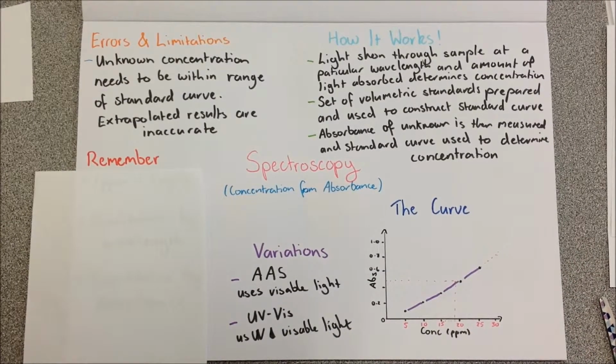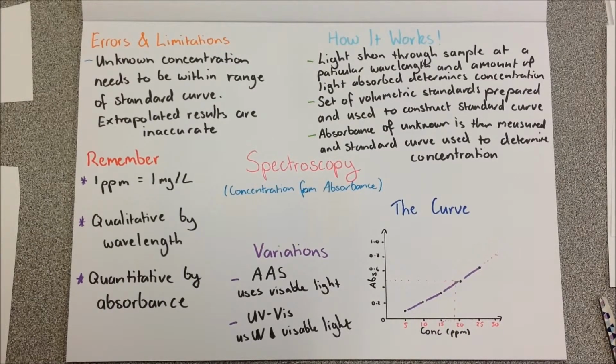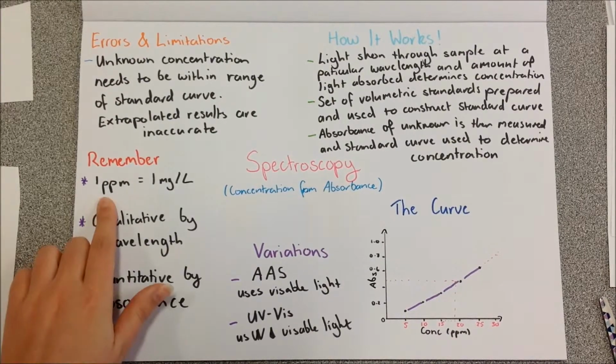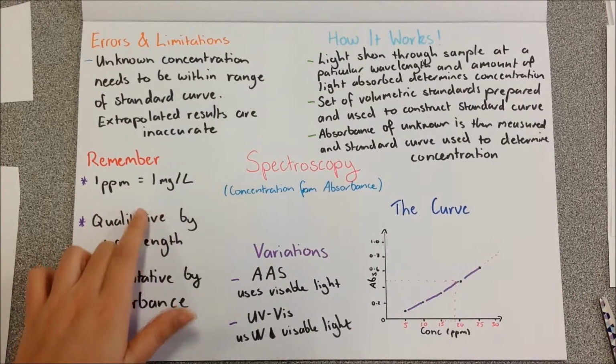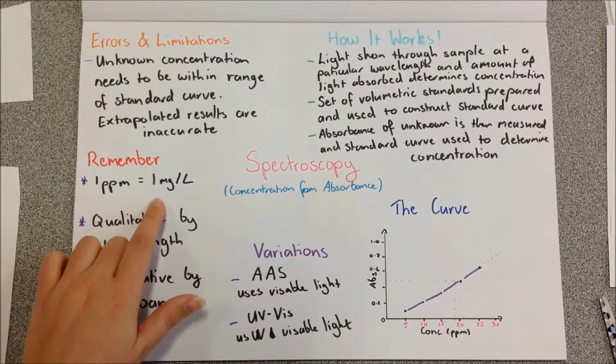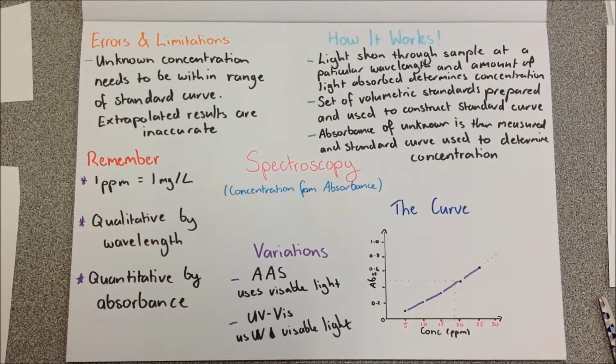A few things to remember about our spectroscopy techniques is often the concentrations are in parts per million. So when you are doing your stoichiometry and you need to get your masses back to grams, always remember that 1 part per million equals 1 milligram per litre. So that's the same as 0.001 grams per litre.